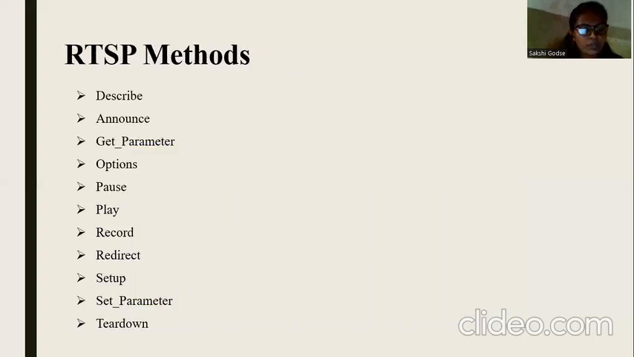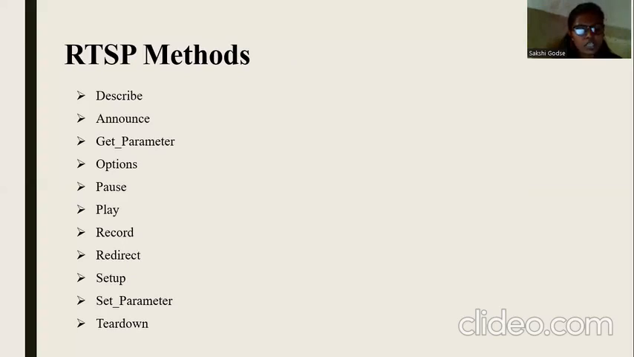So here are some of the methods of RTSP. We will see them one by one. First, describe: it retrieves the description of a presentation. Next, announce: it posts the description of a presentation. Then get parameter: retrieves the value of a parameter. Next is options: queries the available methods. Pause: streaming delivery is halted temporarily. Then play: start sending data.